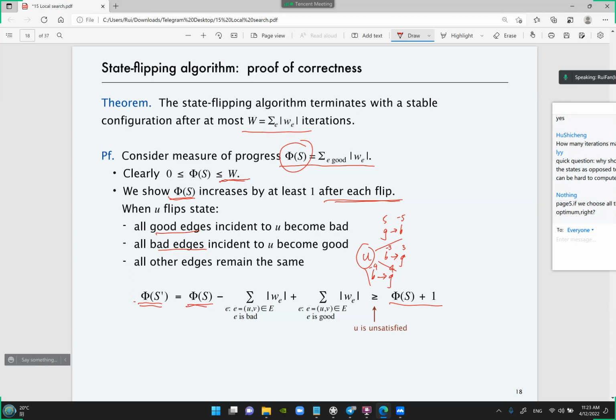And so that means that after W flips, this algorithm has to terminate. All right. Any questions about this?